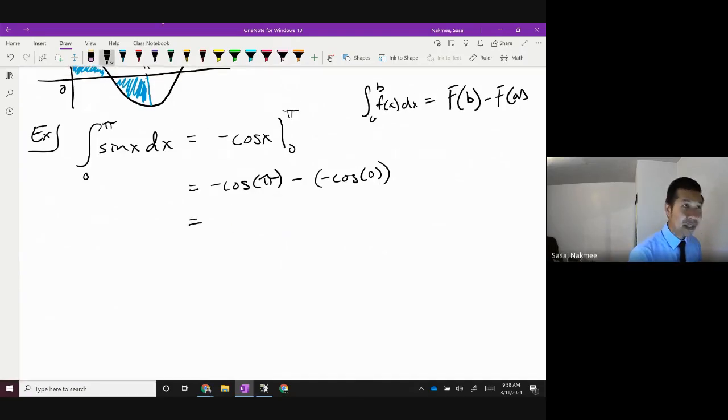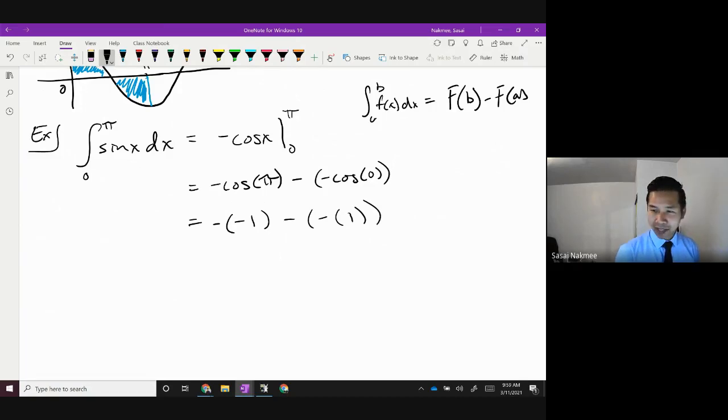Cosine of pi is what? Do you guys know? This is going to be negative, whatever cosine of pi is. Cosine of pi is negative 1. Very good. The way you know that is cosine of pi is the 180 degree angle, so it's going the other direction, and cosine just gives you the x values of that. So cosine of pi is negative 1. So we have here negative 1 minus negative. What's cosine of 0? Cosine of 0 is just 1.